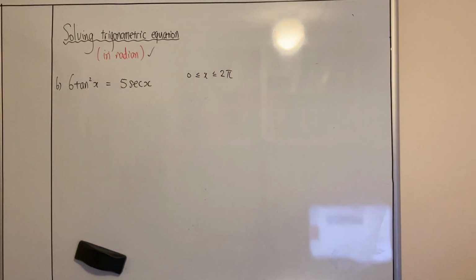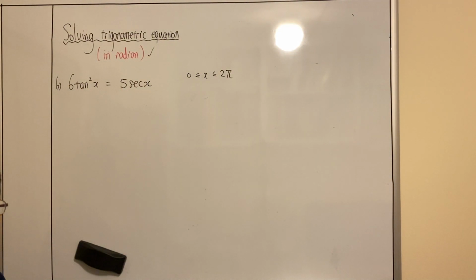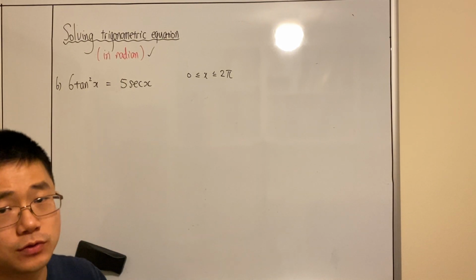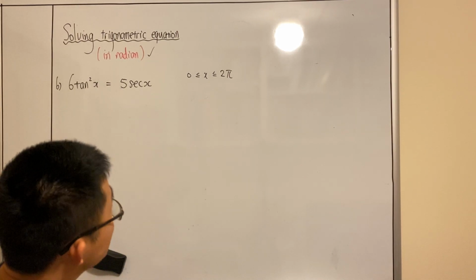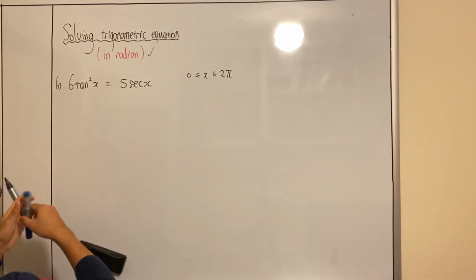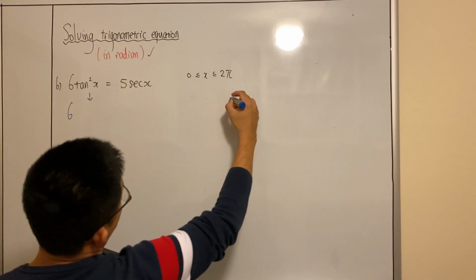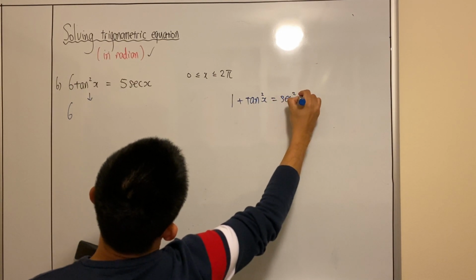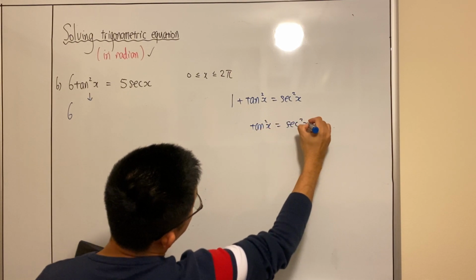How do we solve this one? I hope from the previous lessons you still remember that whenever we see 2 trig ratios in one equation, the idea behind it is we need to change that into 1 trig ratio. You can either change into sine or cos or tan or sec, but you need 1, not 2. So how do I do this? There is a Pythagorean identity: 1 plus tan squared x is equal to sec squared x. So therefore, tan squared x is equal to sec squared x minus 1.